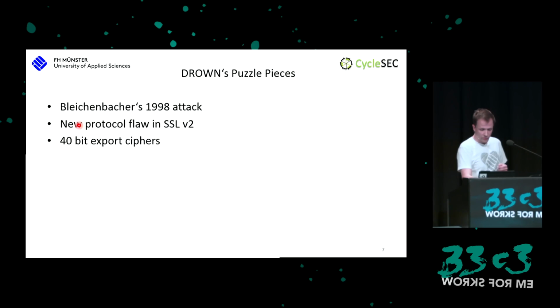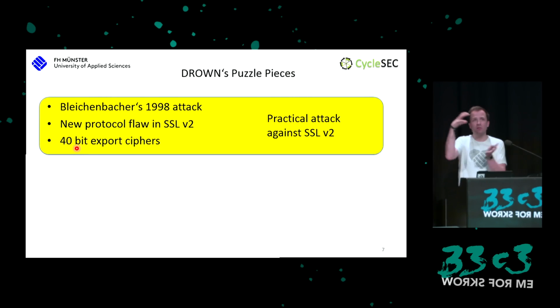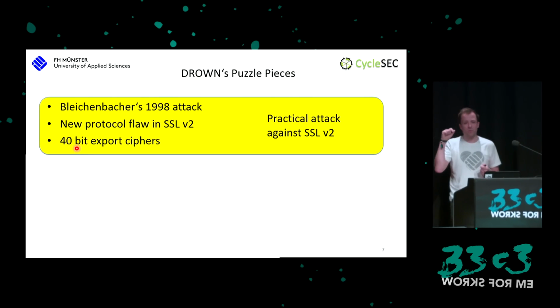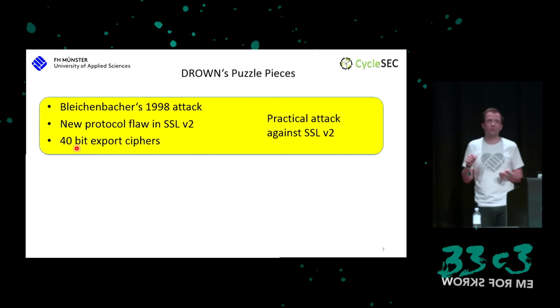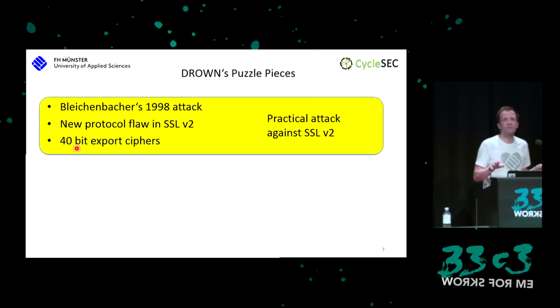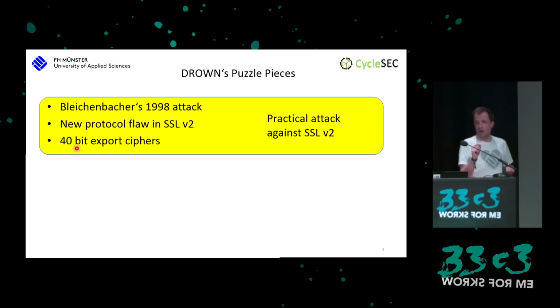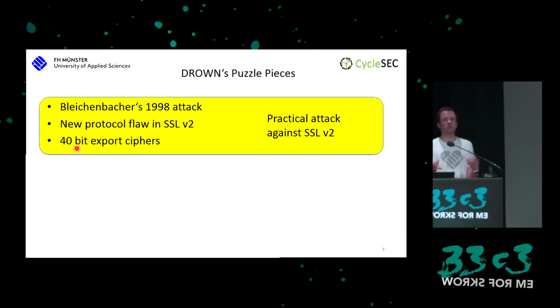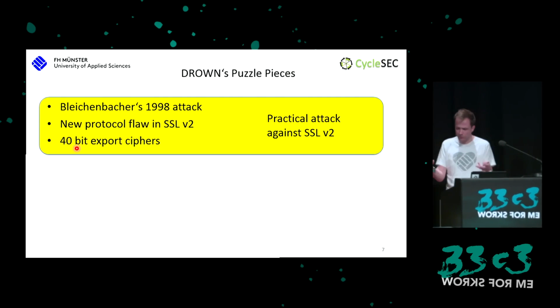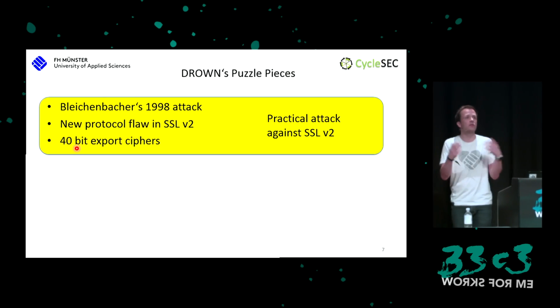I will show you a new protocol flaw in SSL version 2, and I need to explain what is it with 40-bit export ciphers. So when we combine these 3 puzzle pieces, we have a practical attack against SSL version 2, which is not relevant at all because no one is speaking SSL version 2 on the internet anymore. We just have servers that support it generally, but usually we couldn't find any client that still negotiates SSL version 2.